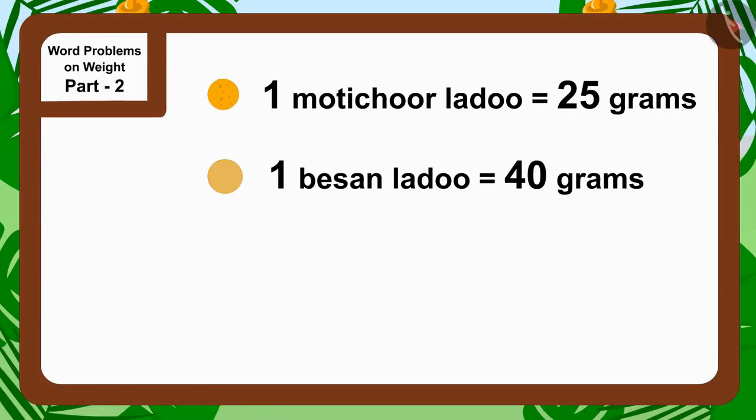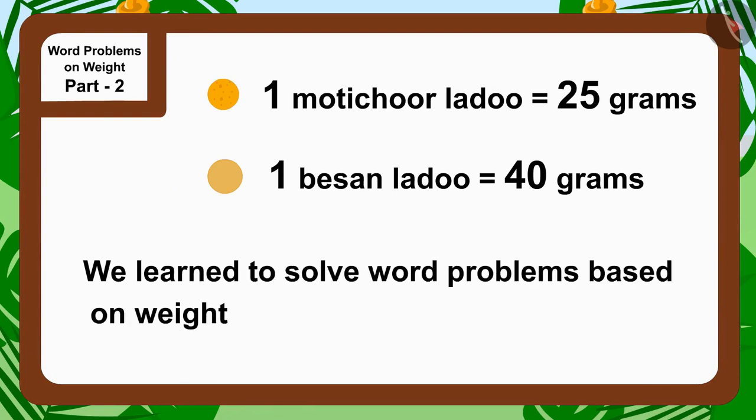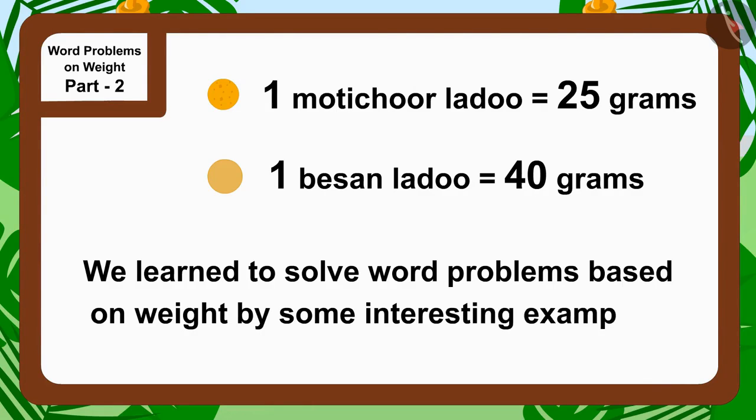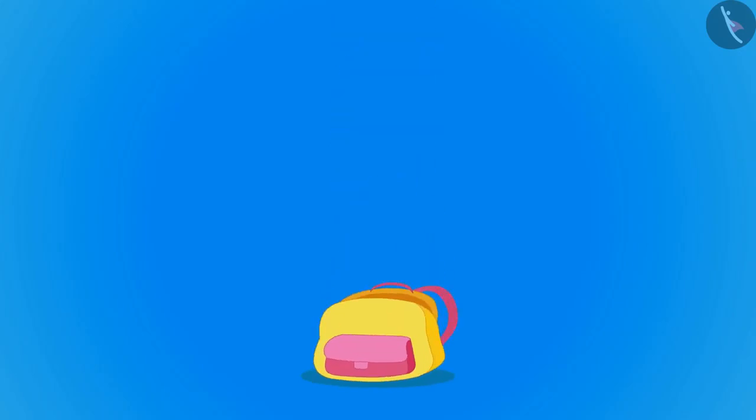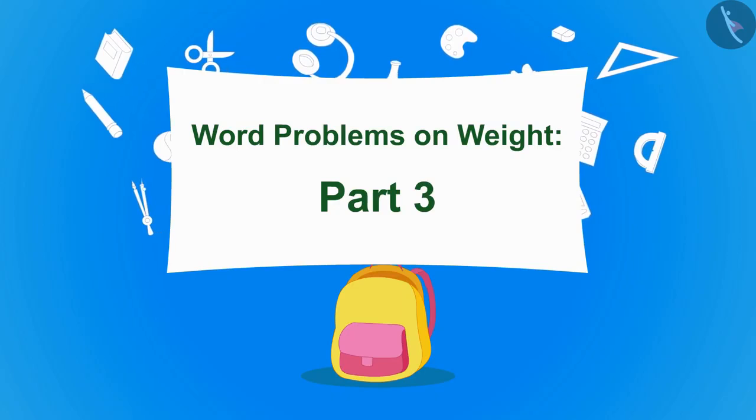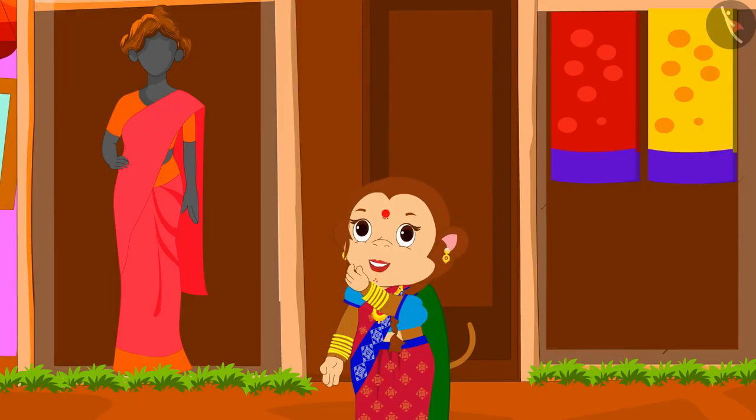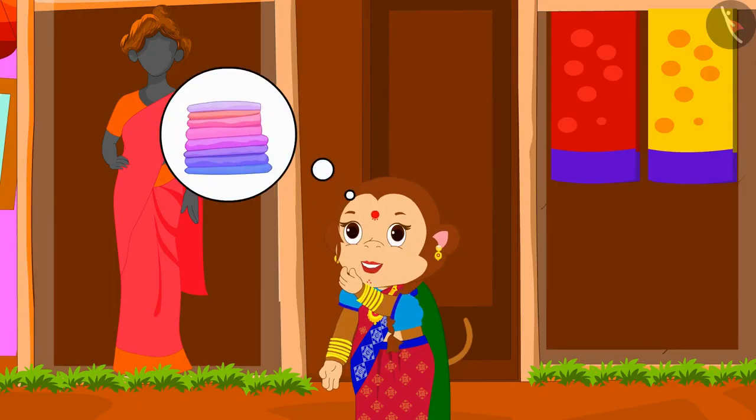Hello kids! In the previous video, we learned to solve word problems based on weight by some interesting examples. In this video, we will see some more interesting examples related to this. Banno's designer saris have become famous worldwide. Banno is thinking that she will send her saris abroad through the airline of Chappu Travels.